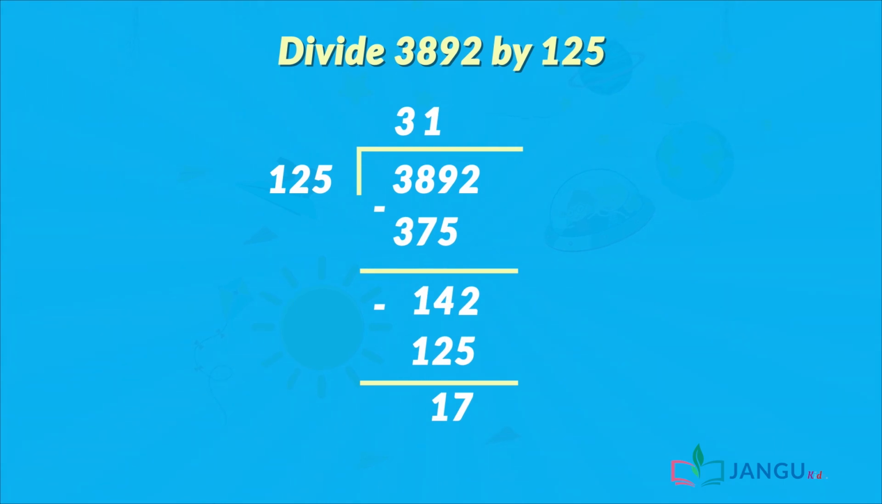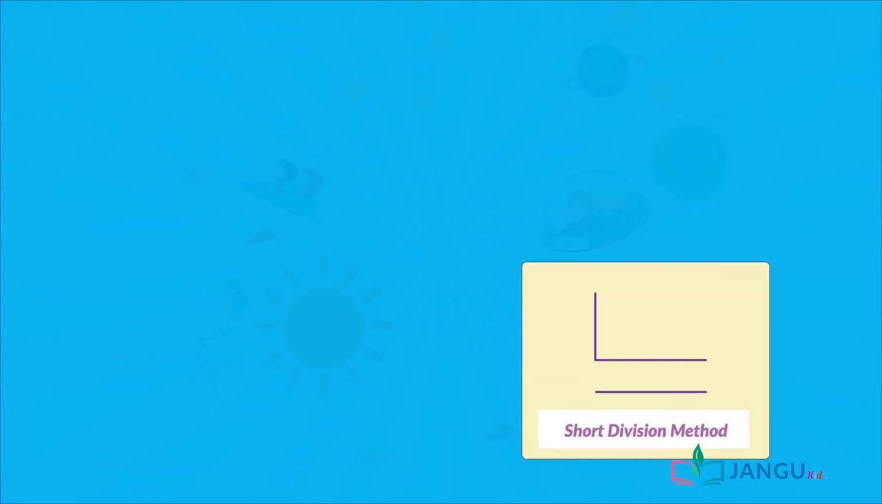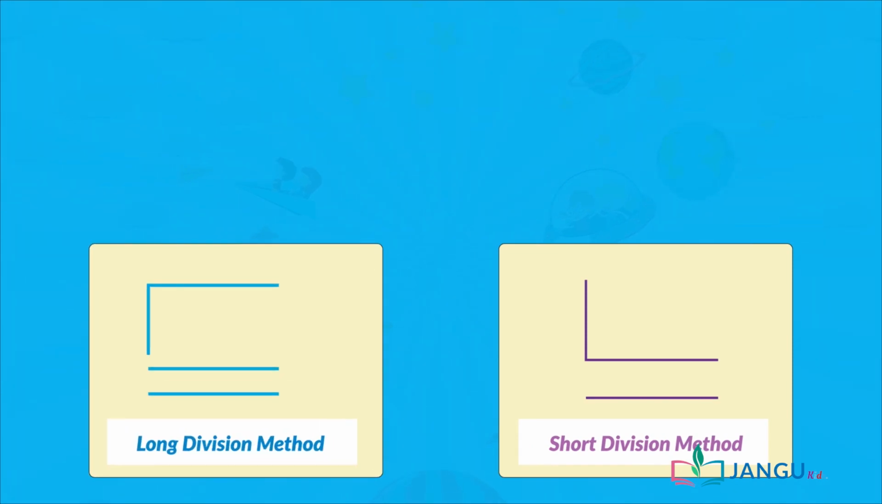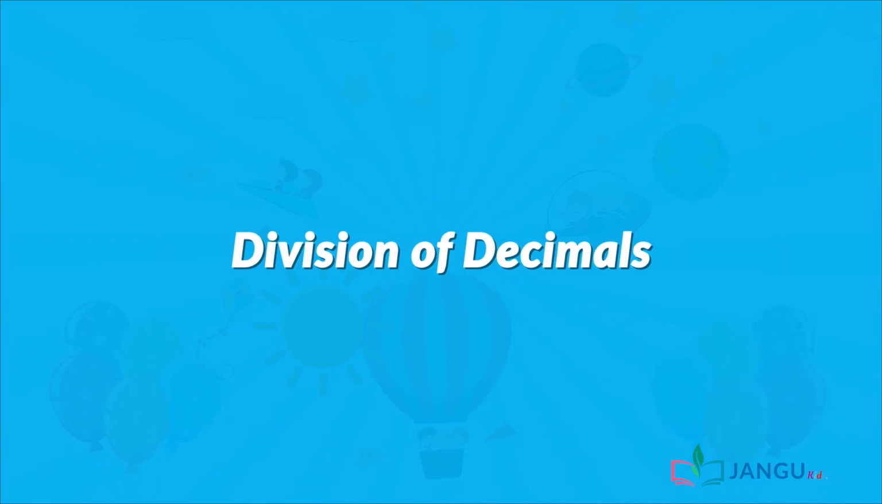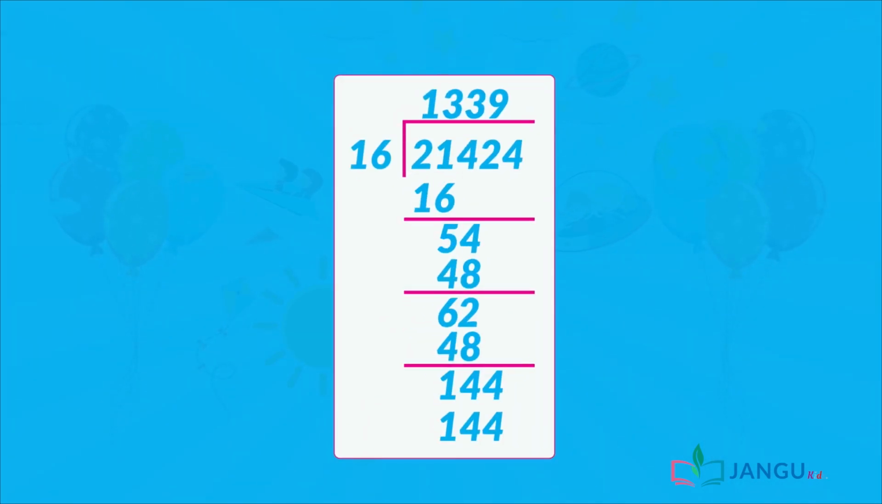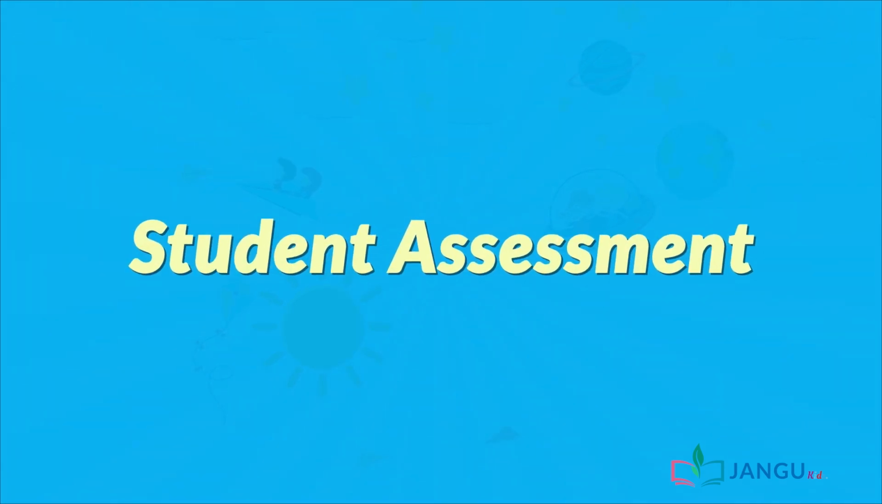We also learned that to divide 1-digit numbers, the short method is applicable, but for 2 or 3 digits, the long division method is applicable. To divide decimals, you need to convert decimals to whole numbers by multiplying both dividend and divisor by 10 or 100, as the case may be. So now it's time for us to test what we have learned so far. It's assessment time.